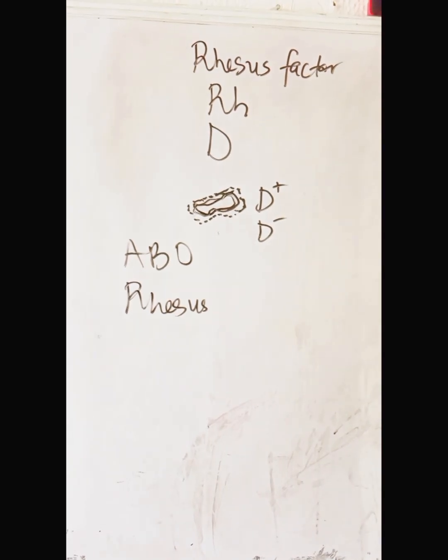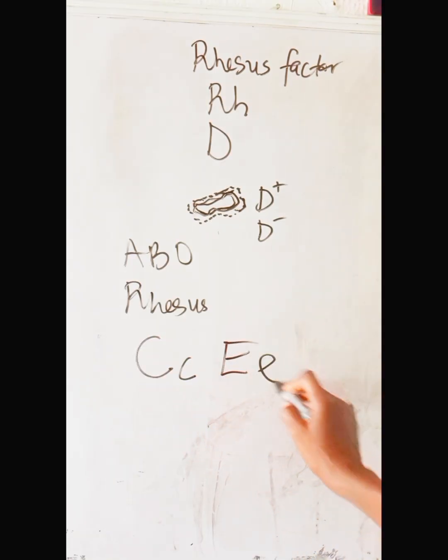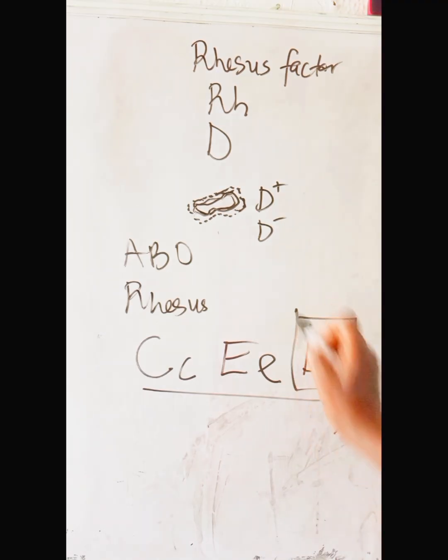In the Rhesus factor system of blood group classification in the human population, you discover that there are other antigens involved, such as these ones, and this one. There are 5 of them, but this D stands for the Rhesus factor antigen, which is the most important of all these other antigens because it triggers immune system response.